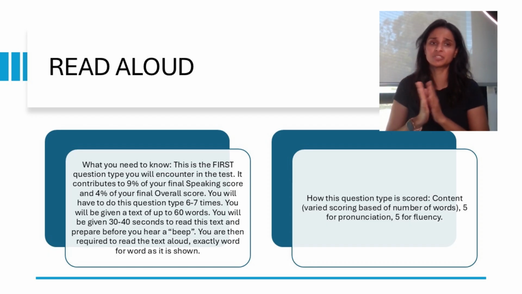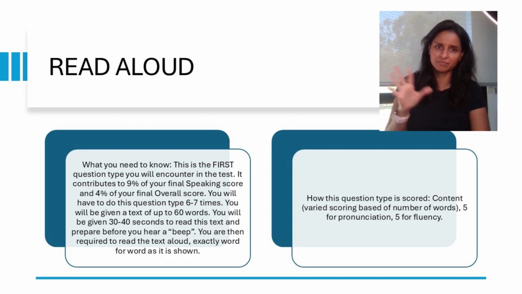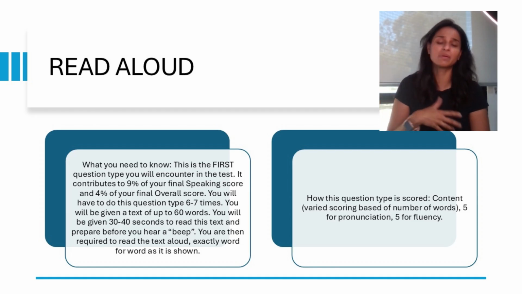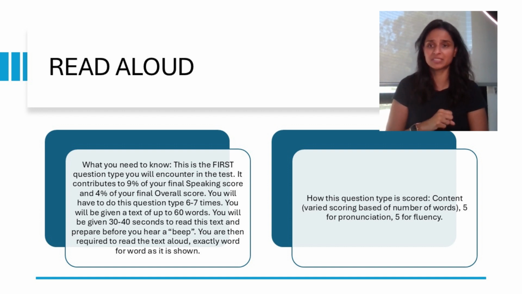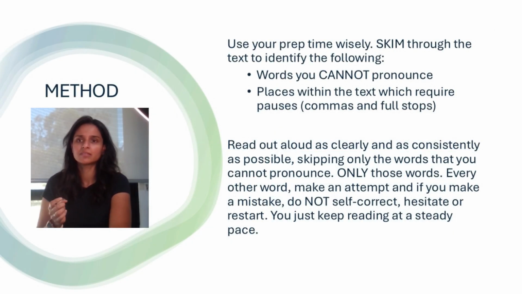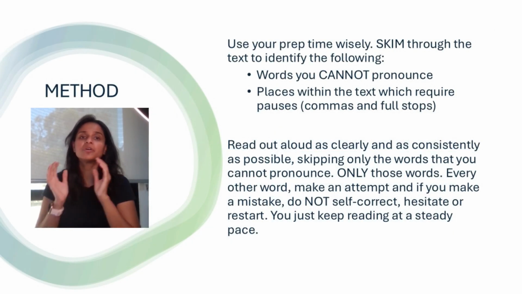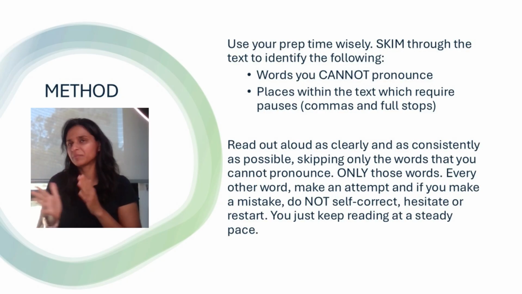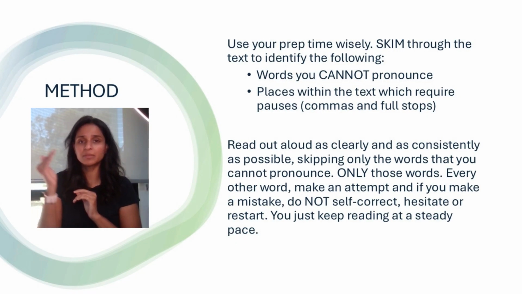This question type is scored, once again, by the 655 method, but this can vary. Content can vary from 6 to maybe 2, but it's based on the total number of words in the text. 5 for pronunciation and 5 for fluency. How do we answer this question type? Let's talk about it. You're going to use your prep time really wisely. You'll have a minimum of 25 seconds. You're going to skim through the text to identify the following things.